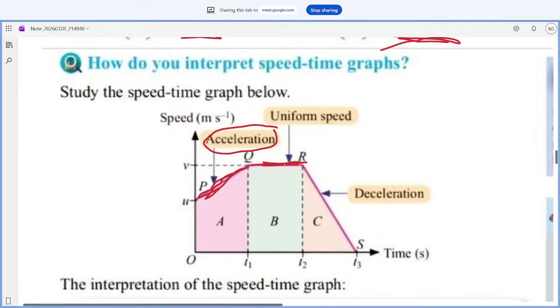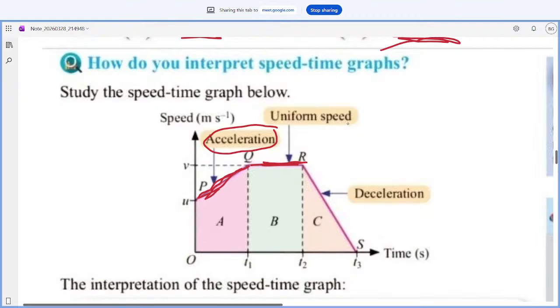Acceleration, how much? Apa pecutan dia? Yes, very good. Acceleration is 0 because horizontal. Horizontal gradient 0, kecerunan kosong. So, pecutan kosong. And this is uniform speed. Halaju malar or uniform velocity.